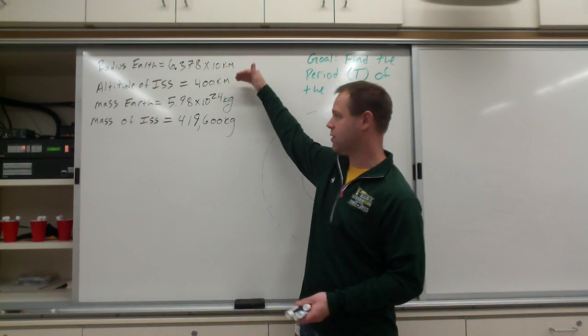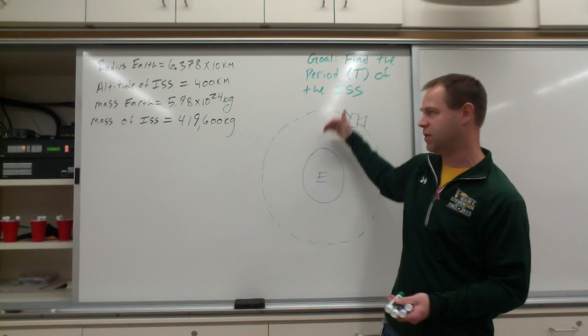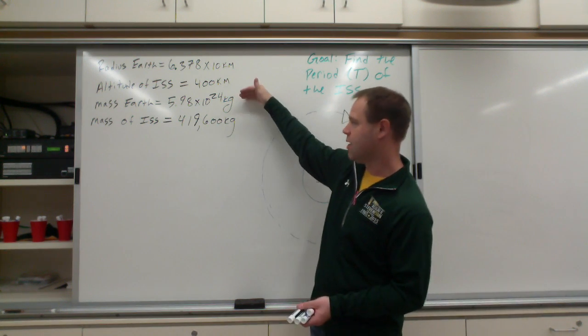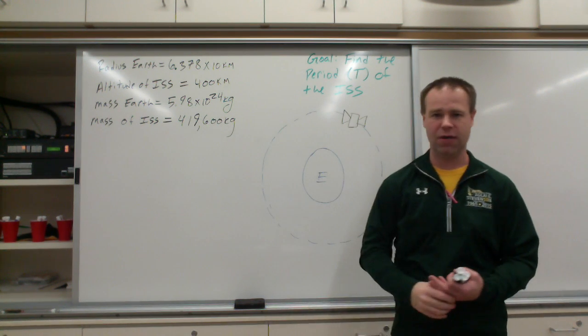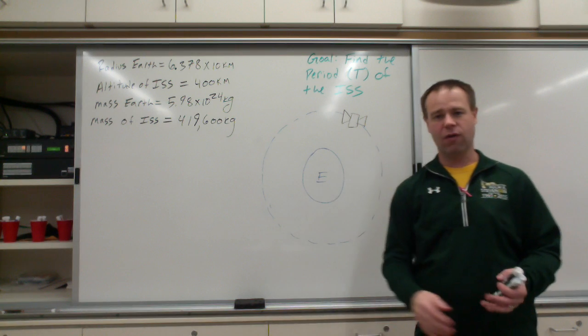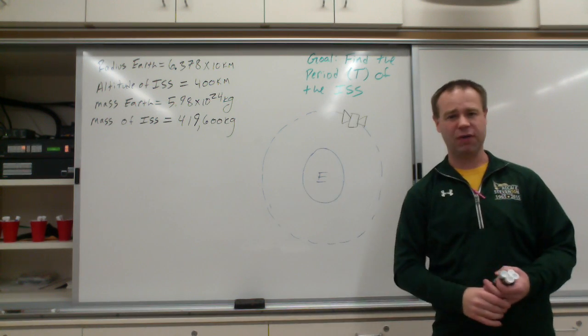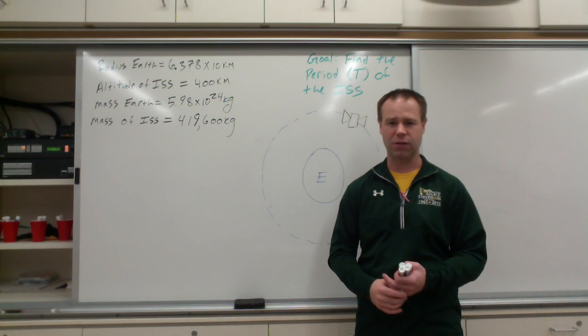I've got all real values here. That's the radius of the Earth. That's the altitude that the International Space Station is above the surface of the Earth. That's the mass of the Earth, and that is the mass of the International Space Station. The goal that I thought we would try to achieve here is to find the period of the International Space Station.